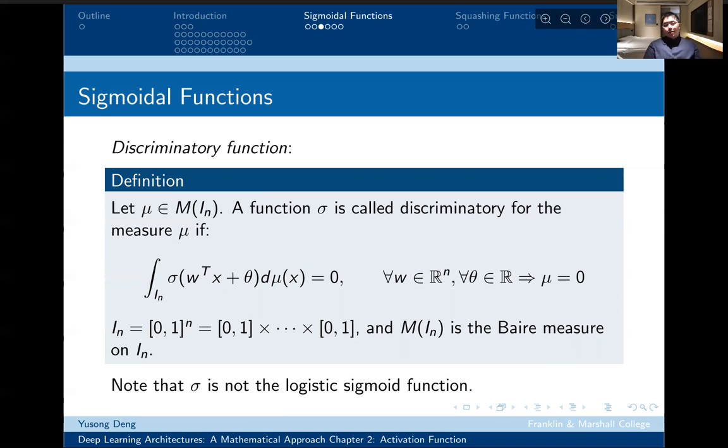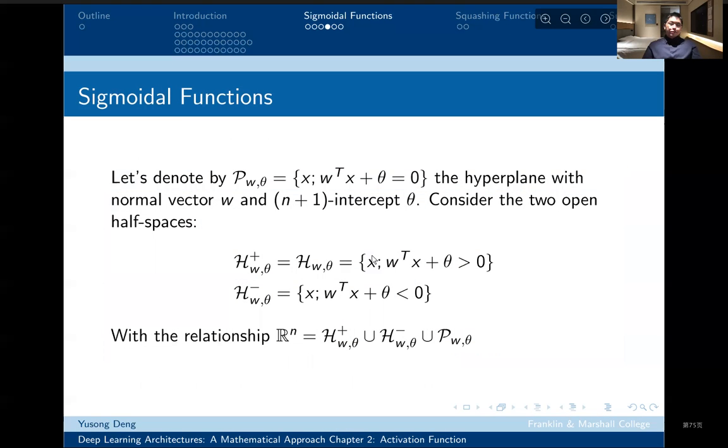And note that I made a language mistake just before when I read this. This one is not the sigmoid function. It does not have to be the sigmoid function. As long as it meets this requirement, it is fine. This one is just the sigma symbol. All right.